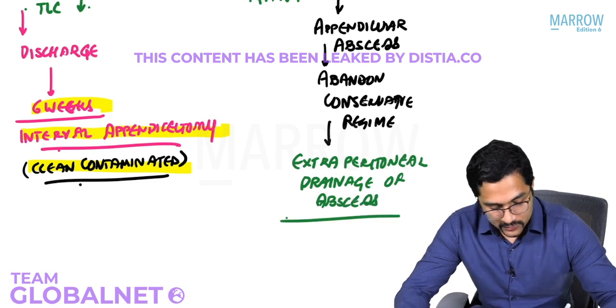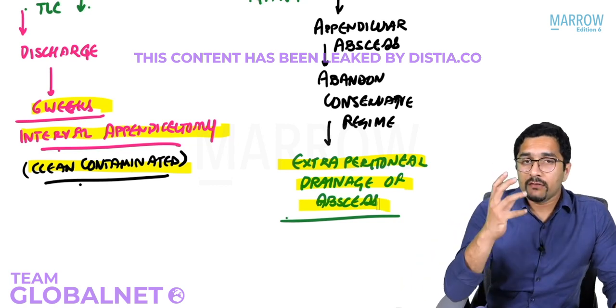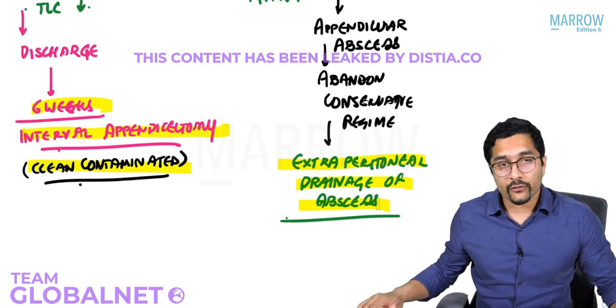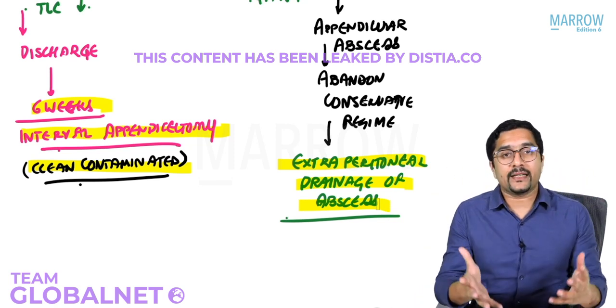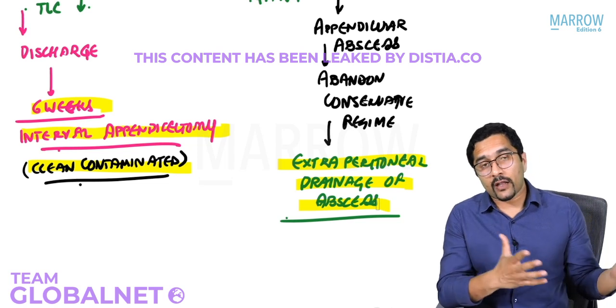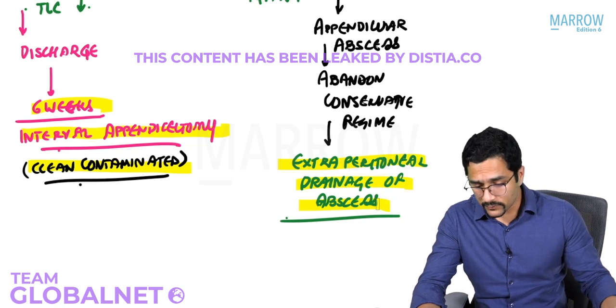Okay. So that is the management of an appendicular lump and Ochsner-Sherrin regime, which is a very, very important short note for your college exams. And that takes care of the management of acute appendicitis in general. I have covered various aspects. This is a very, very important topic for your exam.